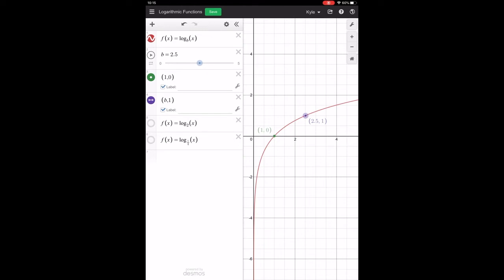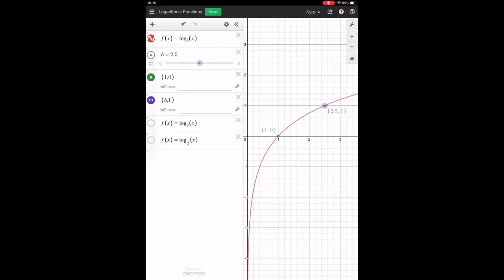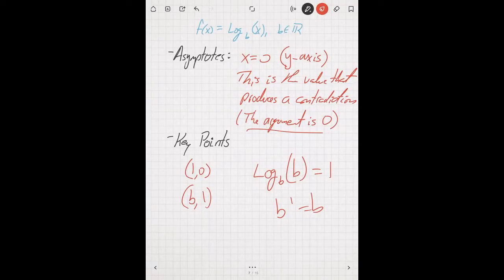So we can tell 2 points on any of these logarithmic curves right away. We know (1, 0) is on all of them. And we also know that this (b, 1) is on all of them as well. Whatever b is, that x value will give you an output of 1. So here are 2 of the main key points that we are going to work with and use when determining the shape, and I guess you could say the width or the height, of the curves.